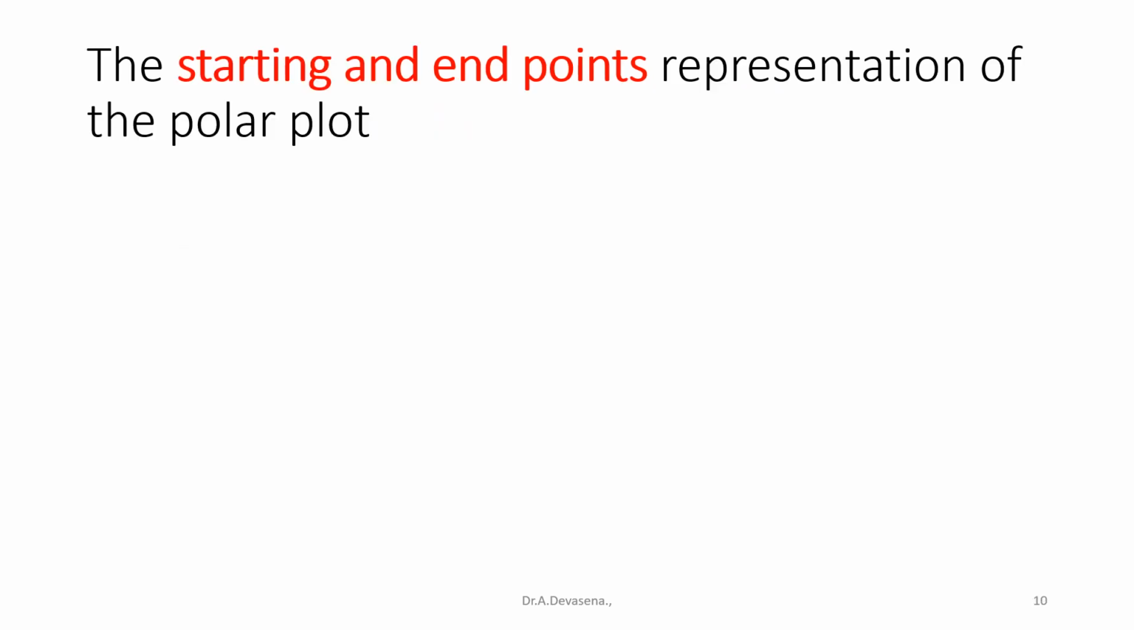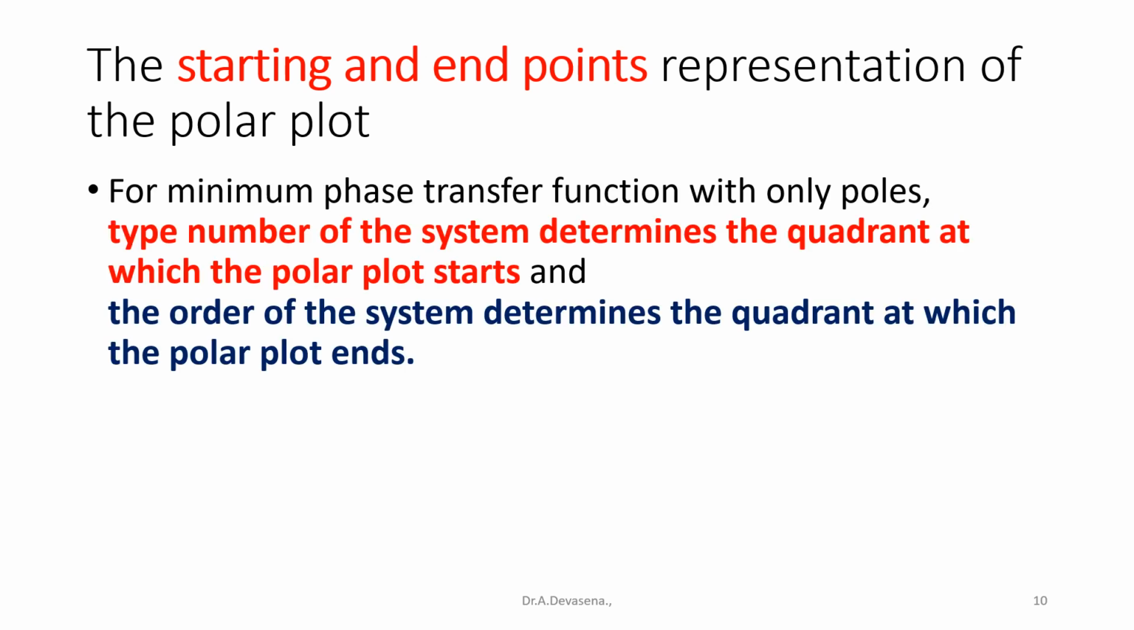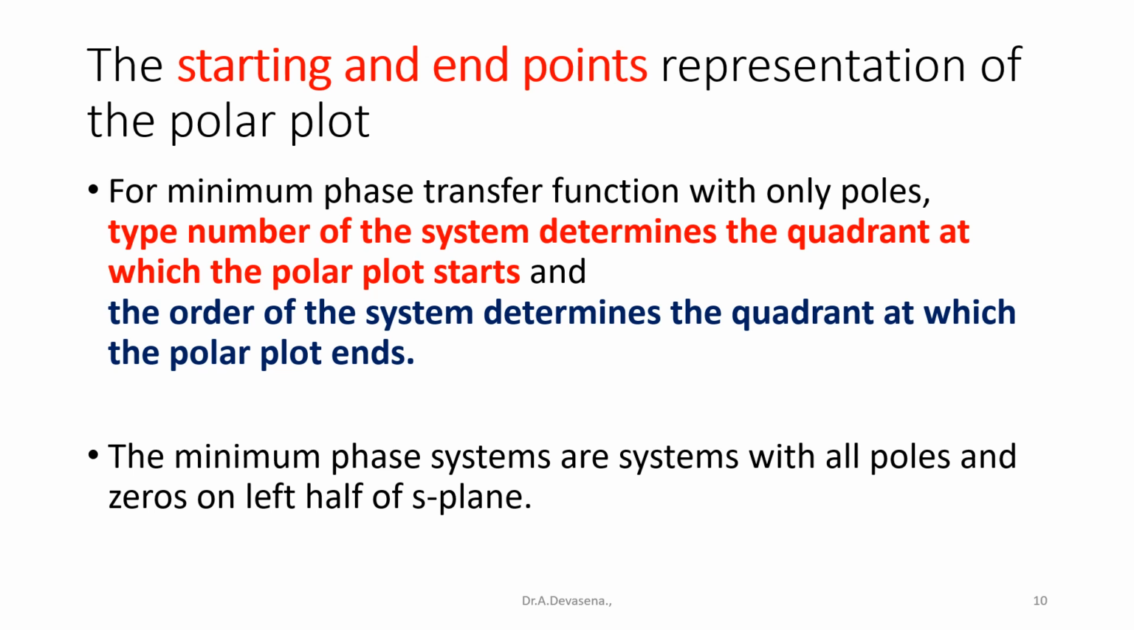The starting and end points representation of the polar plot. For minimum phase transfer function with only poles, type number of the system determines the quadrant at which the polar plot starts, and the order of the system determines the quadrant at which the polar plot ends. The minimum phase systems are systems with all poles and zeros on left half of the S-plane.